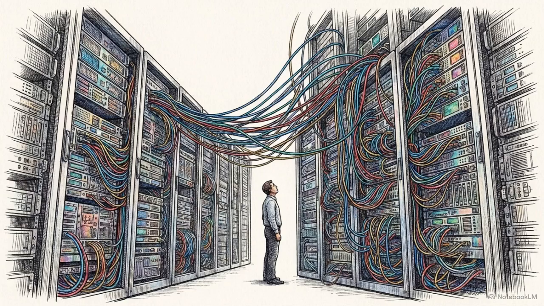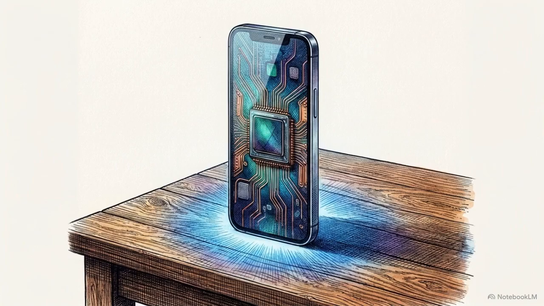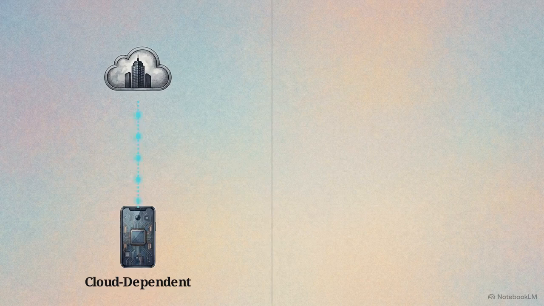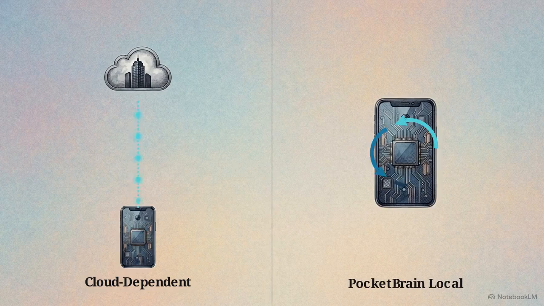Step 1 is understanding how this physical architecture operates. Instead of relying on an external network to host your files, PocketBrain turns your phone into its own autonomous server. On the left, data packets shoot up to a cloud server. On the right, PocketBrain uses native hardware to create a closed cycle, locked inside your phone.